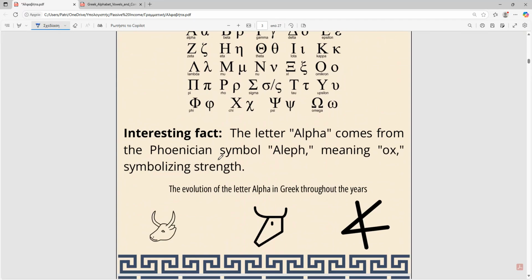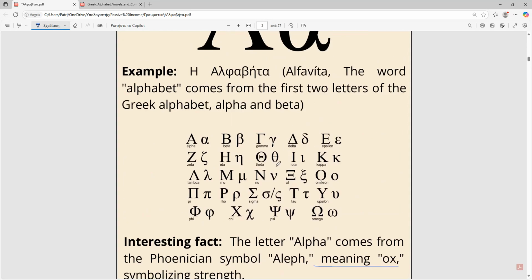One interesting fact: remember, we said earlier that the Greeks took the Phoenician alphabet and made important changes to it, the most important being to put in the vowels, like alpha. An interesting fact is that the letter alpha comes from the Phoenician symbol aleph. This one is hieroglyphic, and this is the evolution of the letter, as you can see. Look, it is like an ox. It means ox, symbolizing strength, and it looks like an ox. Very interesting to know.